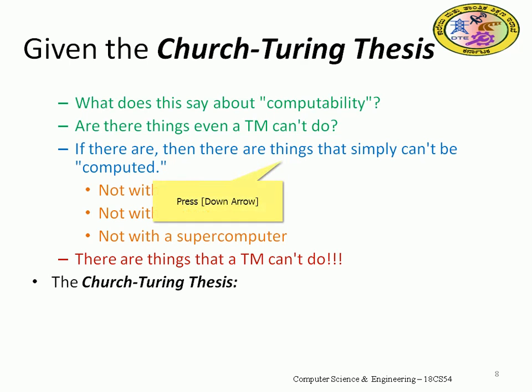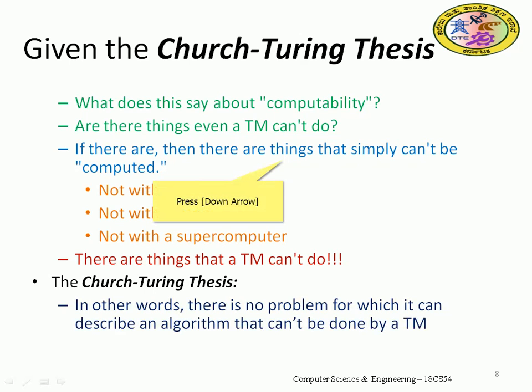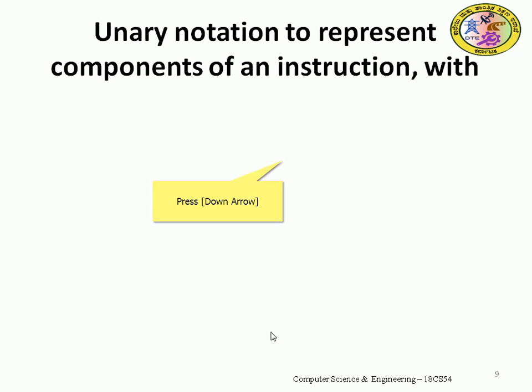The Church-Turing thesis declares, in other words, that there is no problem which can be described by an algorithm that cannot be done by a Turing machine. That is the Church-Turing thesis, a strong theory, which is narrated about the problem for certain inputs the Turing machine performs. That is a part of the solution.